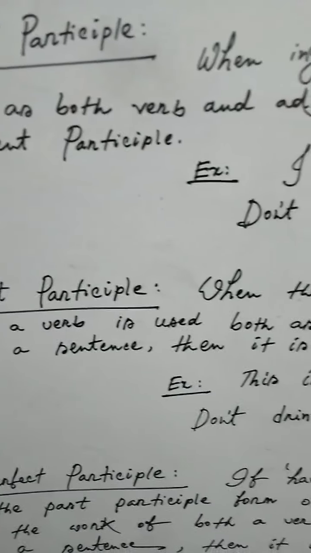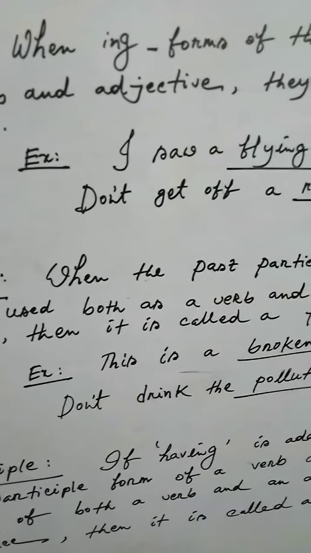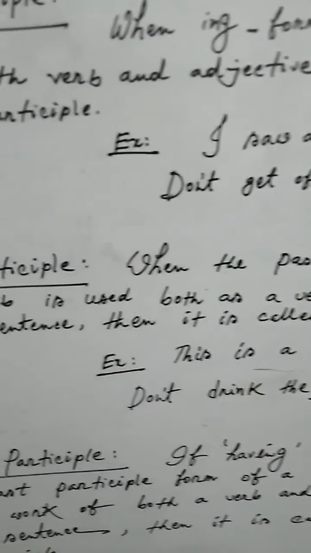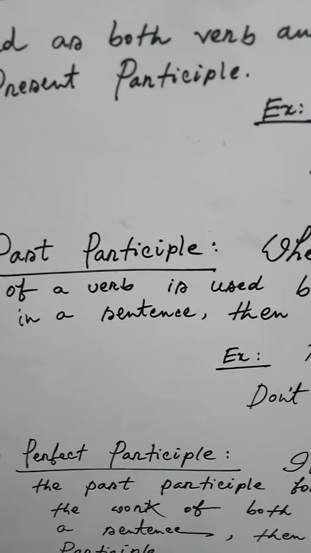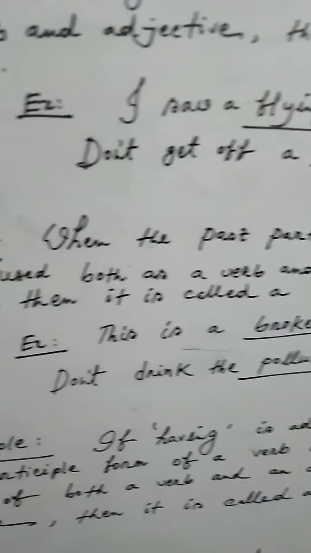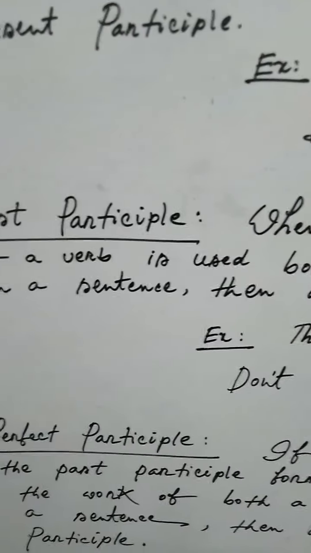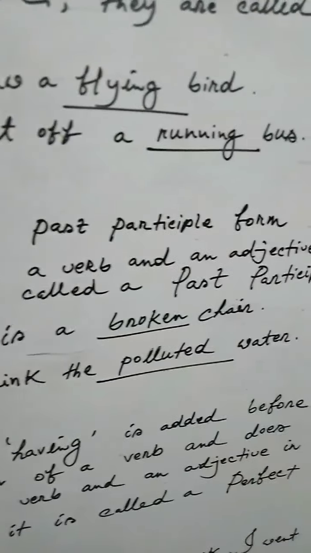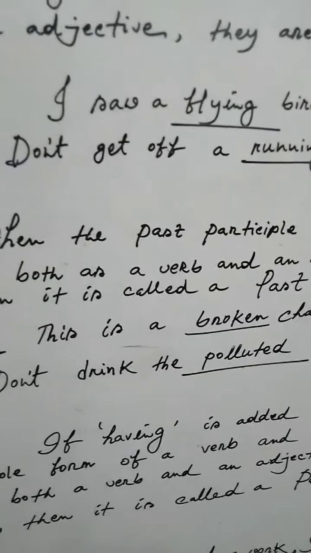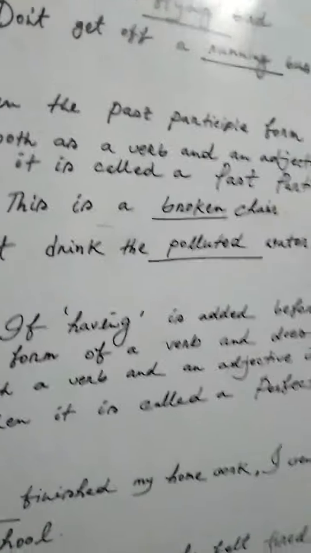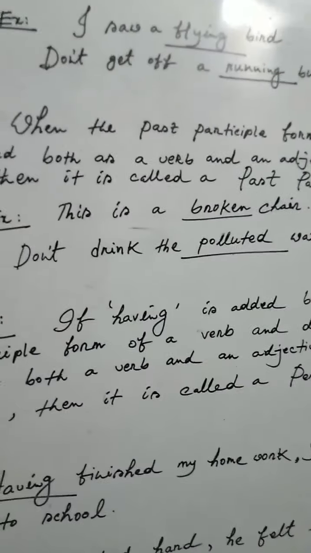Now let's see past participle. The definition of past participle is when the past participle form of a verb is used both as a verb and an adjective in a sentence, then it is called a past participle. That means past participle is the past participle form of a verb, but it will be used as an adjective in a sentence.